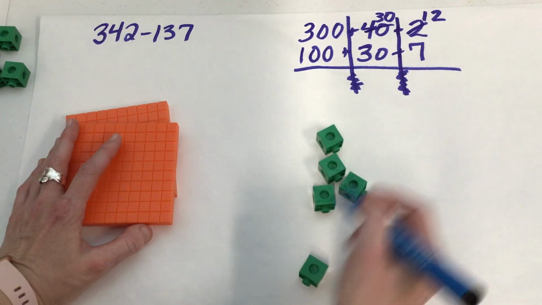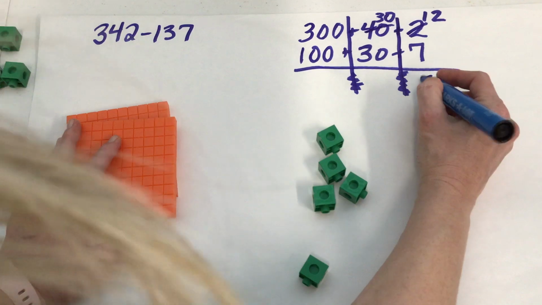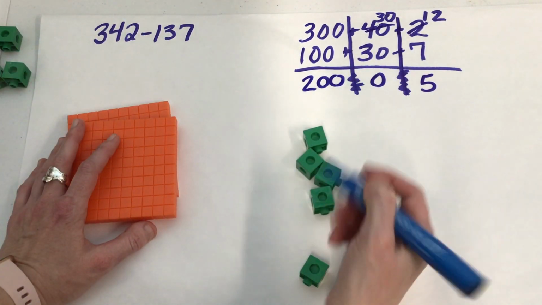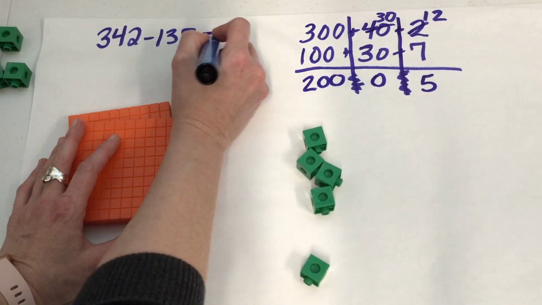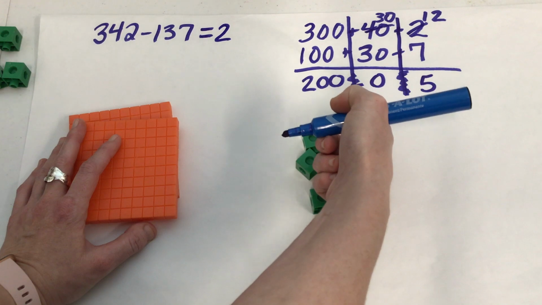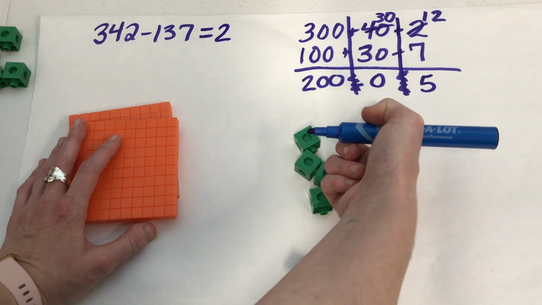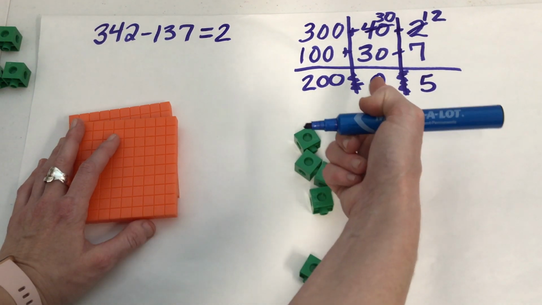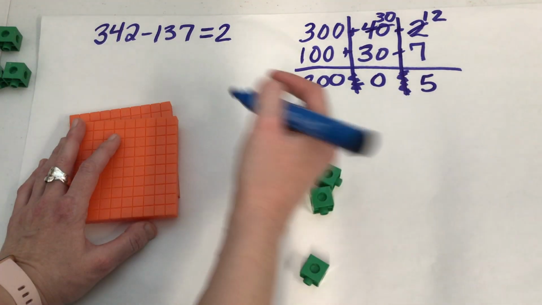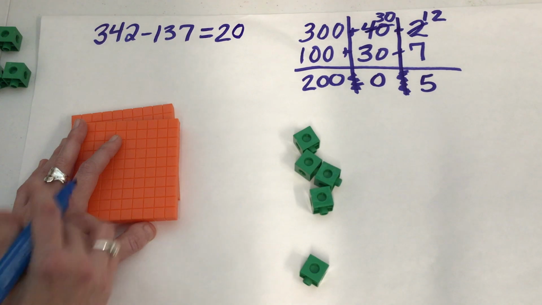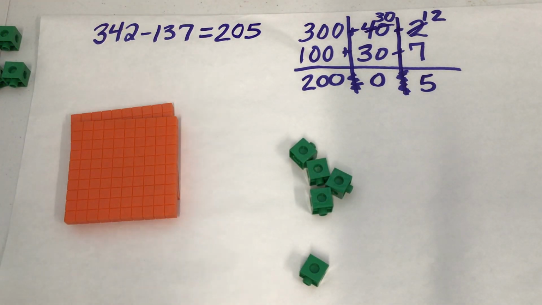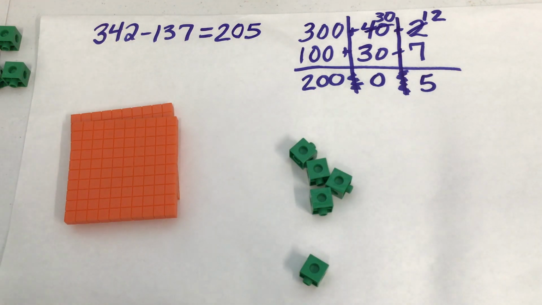And as I was doing that, I would have written the numbers. I just got sidetracked. So then they can see, well, what's my answer? I have what? How many hundreds? 2 hundreds. I wouldn't necessarily start with a problem that ends up where you have a 0 in your difference. That was just my mistake, but it still works for the purposes of explaining this to you. So no tens, and I have 5 ones. So 342 minus 137 equals 205.